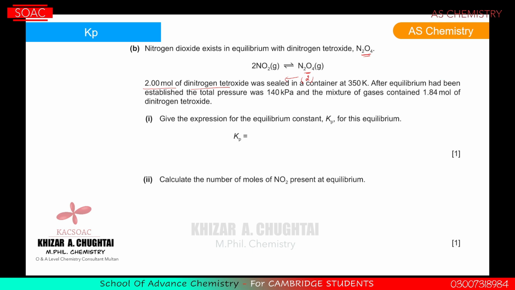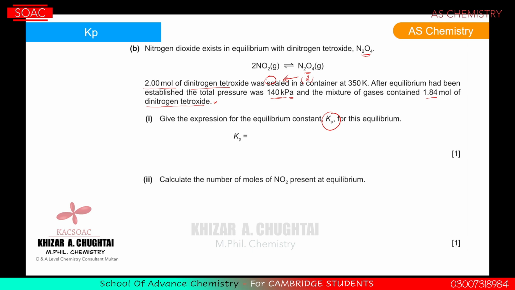After equilibrium had been established, the total pressure PT is equal to 140 kilopascal. The mixture of gases contains 1.84 mole of dinitrogen tetroxide. I mean, the remaining N2O4 is equal to 1.84. So again, it is confirmed that the reaction is moving in the reverse direction. Now he is asking to find the value of Kp.